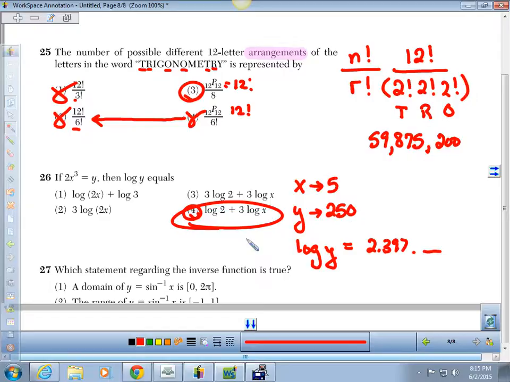What do you automatically get when you type in log, though? So make sure you close it. Log 2 plus 3 log x. And I bet you get 2.397. Correct? Yes, and that's the only one that's going to give you that.